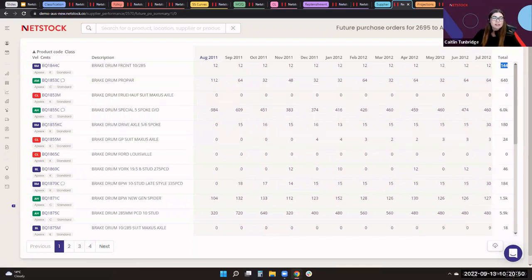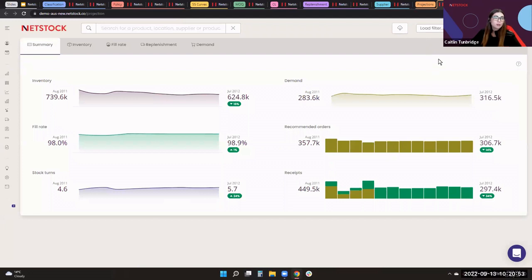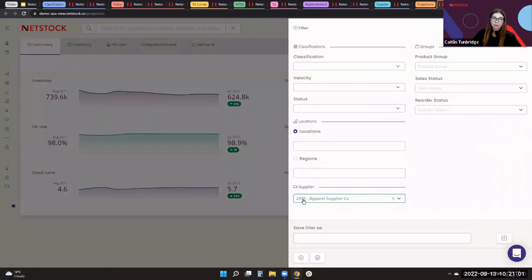The projection module is especially powerful when it comes to looking at your predicted inventory levels, spend, receipting, fill rates, demand, all the type of key KPIs that you want to measure and think about when you talk about ordering from your supplier. So here you can see in the projections, you're able to filter by a particular vendor. You can drill down just for a particular warehouse or region, or even just a particular product group that you're ordering from them.